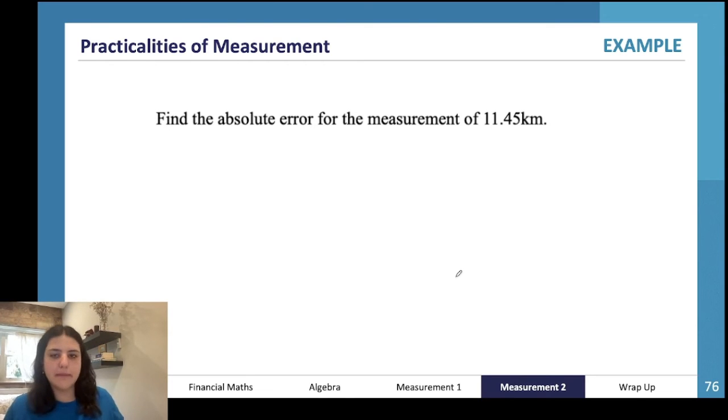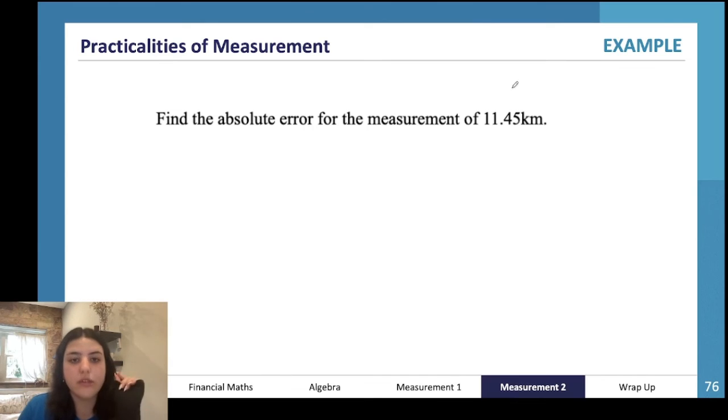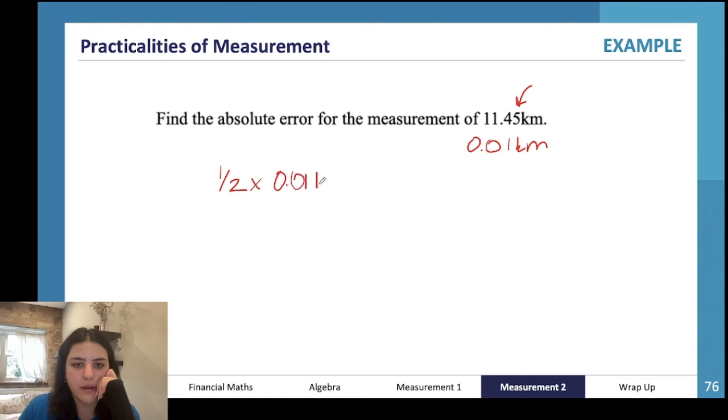Okay, find the absolute error for the measurement of 11.45 kilometers. We're looking for our smallest part of the measurement. So we're going to 0.01 kilometer, which is 10 meters, because this would be 100 meters. So the absolute error is going to be half times 0.01 kilometers, which should be equal to 0.005 kilometers, so 5 meters.